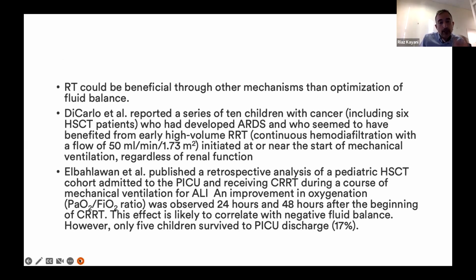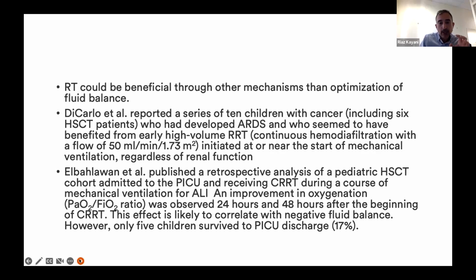But going back, and I'm going to slightly reference my colleagues talking about ARDS, there is a small amount of evidence that hemofiltration may benefit patients with ARDS, and in your subset of patients you may see that. And there are small studies which show that in the context of ARDS, early high flow renal replacement can be a benefit.